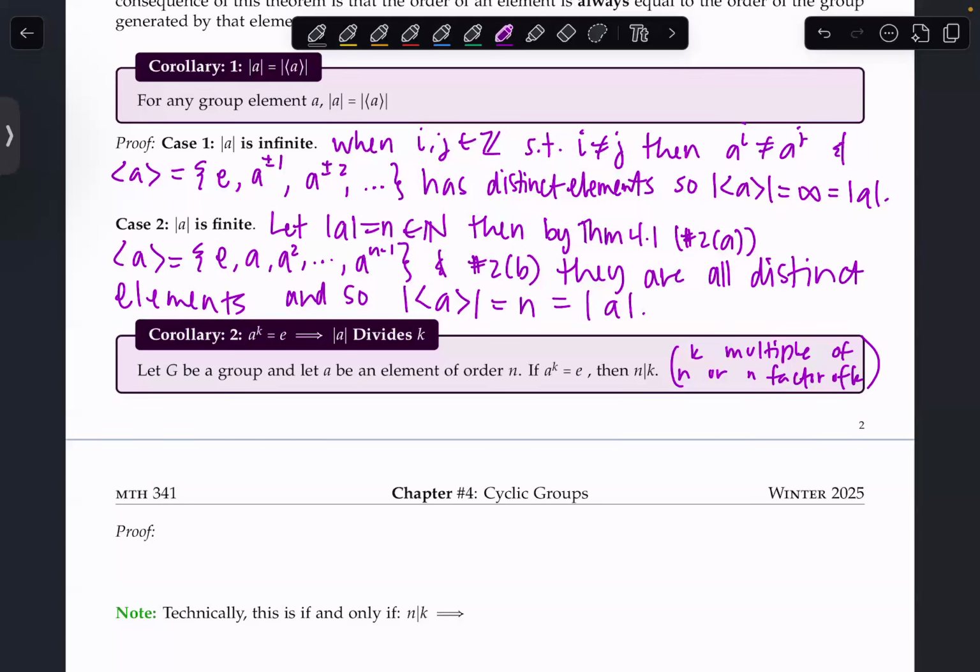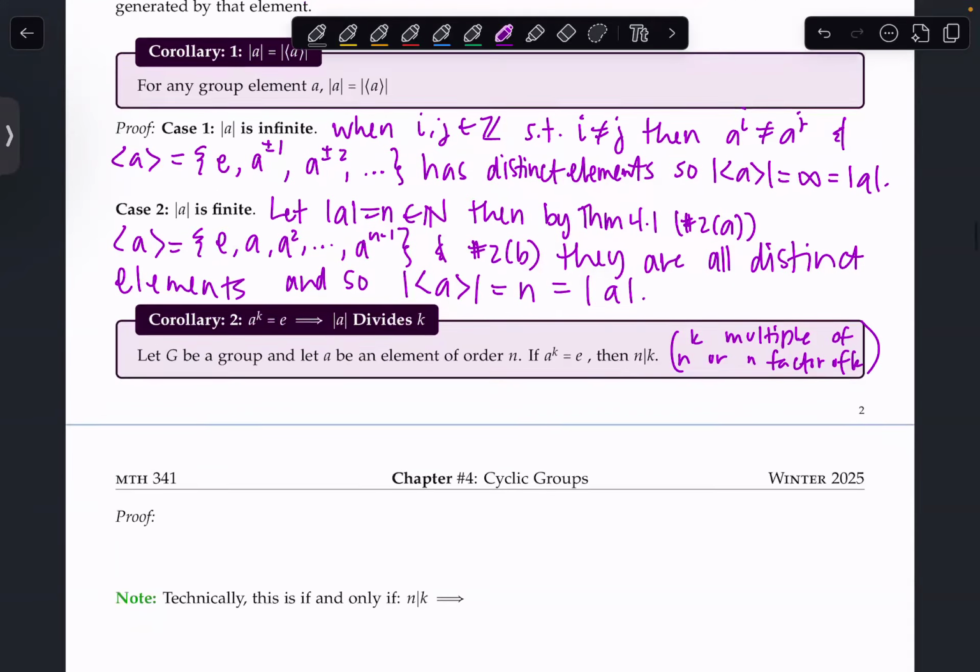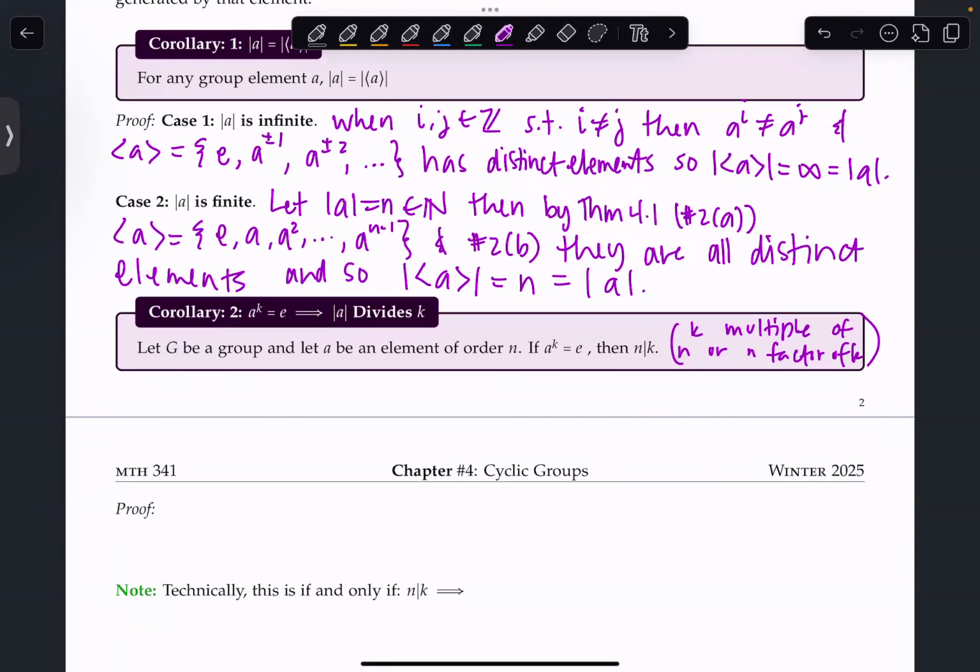Right, we haven't looked at this divides definition, so if factors or multiples are easier for you to remember, you can think of it in this way instead. Okay, so we're going to assume A to the k gives us back the identity. And our goal is to show that k is a multiple of n, or that n divides k. But how can I rewrite e as A to some power? A to the 0.